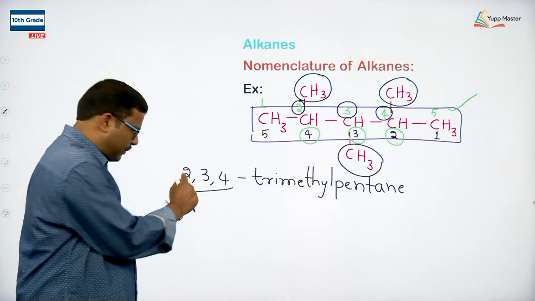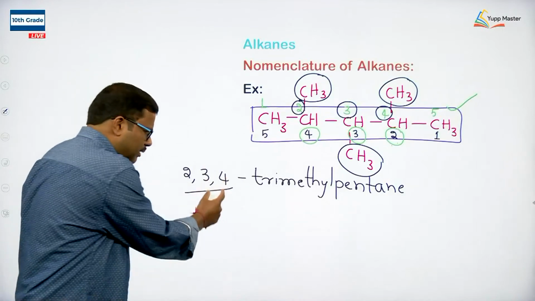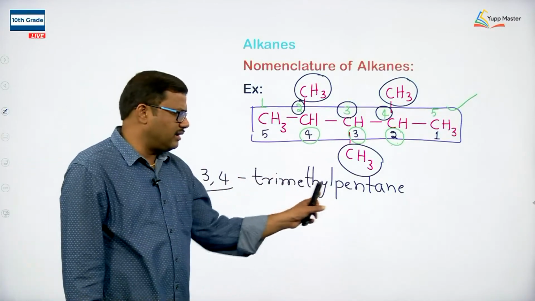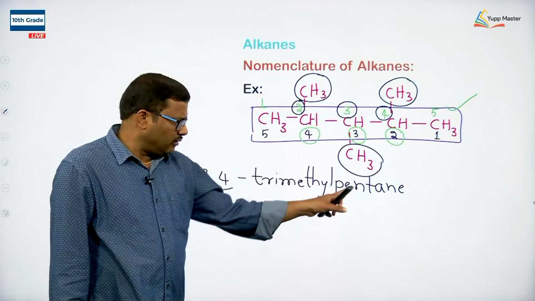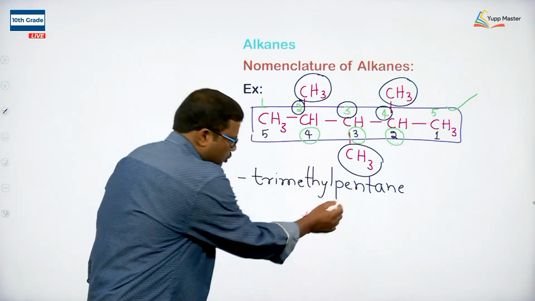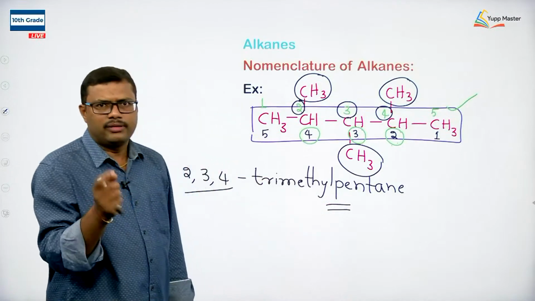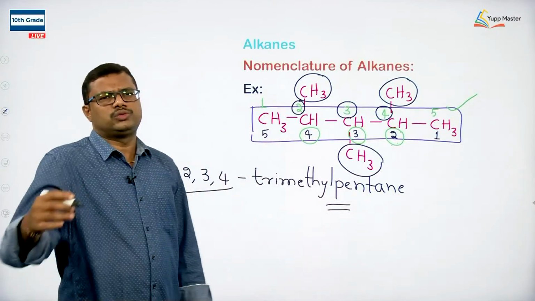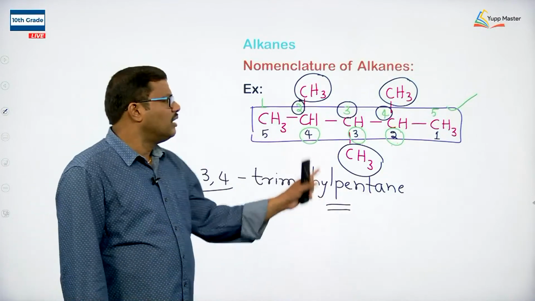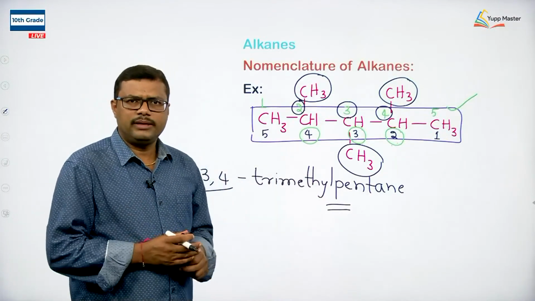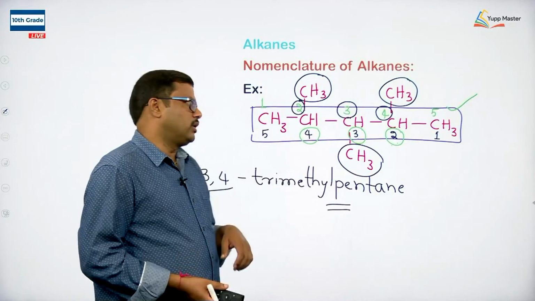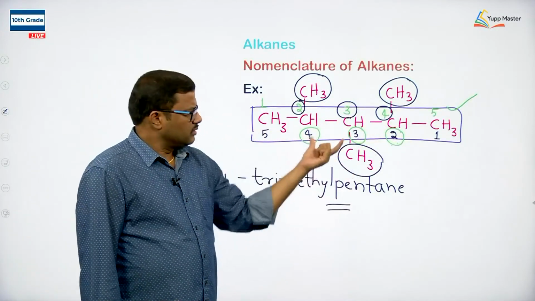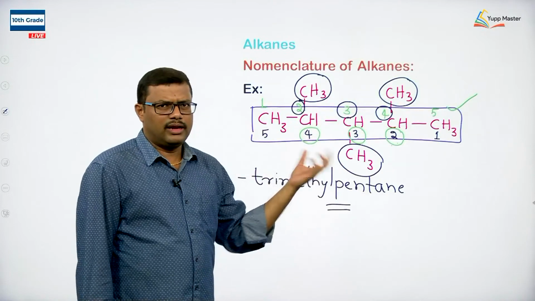The numbers are separated by commas, and the number and the word are separated by a hyphen. Then we have to write the substituent's name, then we have to write the parent chain, and there should not be any gap between the substituents and the parent name. So it should be a continuous word, only one single word we have to use for writing the IUPAC name of the compound. So here I have written an elaborated structure for the given organic molecule.